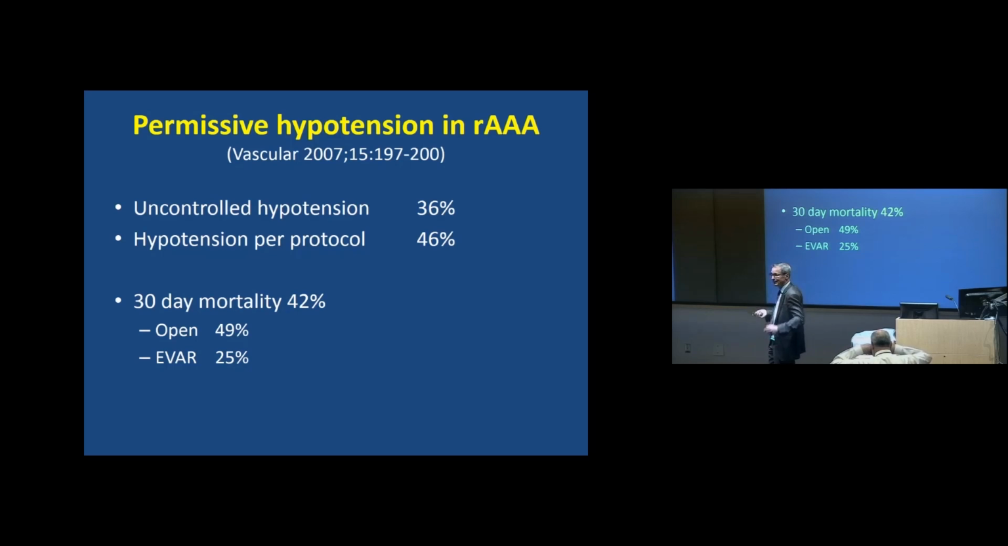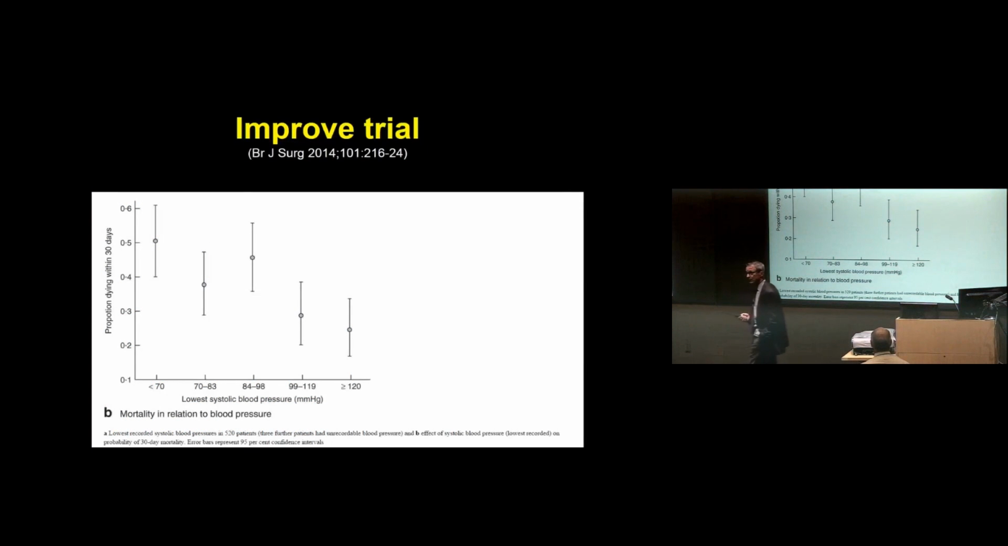Is it any better? You can't tell. Is it any worse? You really can't tell. It's the only paper I could find even addressing the question. But it seems to have been accepted. The IMPROVE trialists, a group from Britain, actually have questioned the wisdom of permissive hypotension. This is a post hoc analysis from their trial where they looked at survival in relation to blood pressure. And these are the recorded lowest blood pressures for the patients.